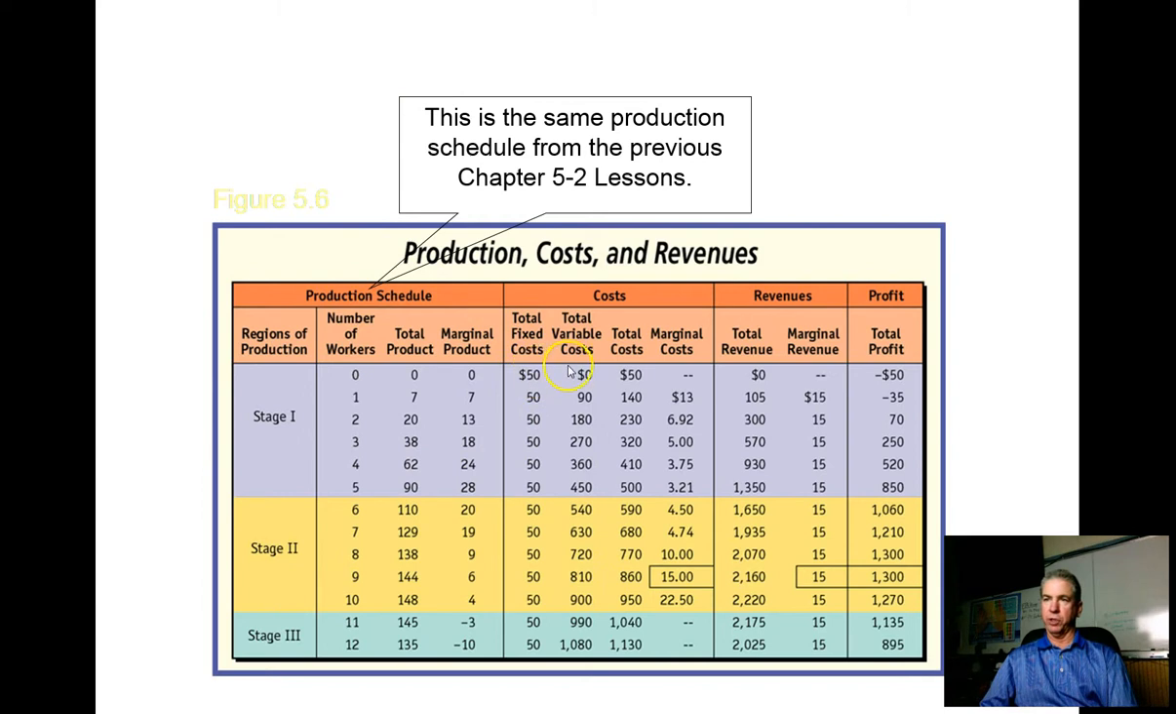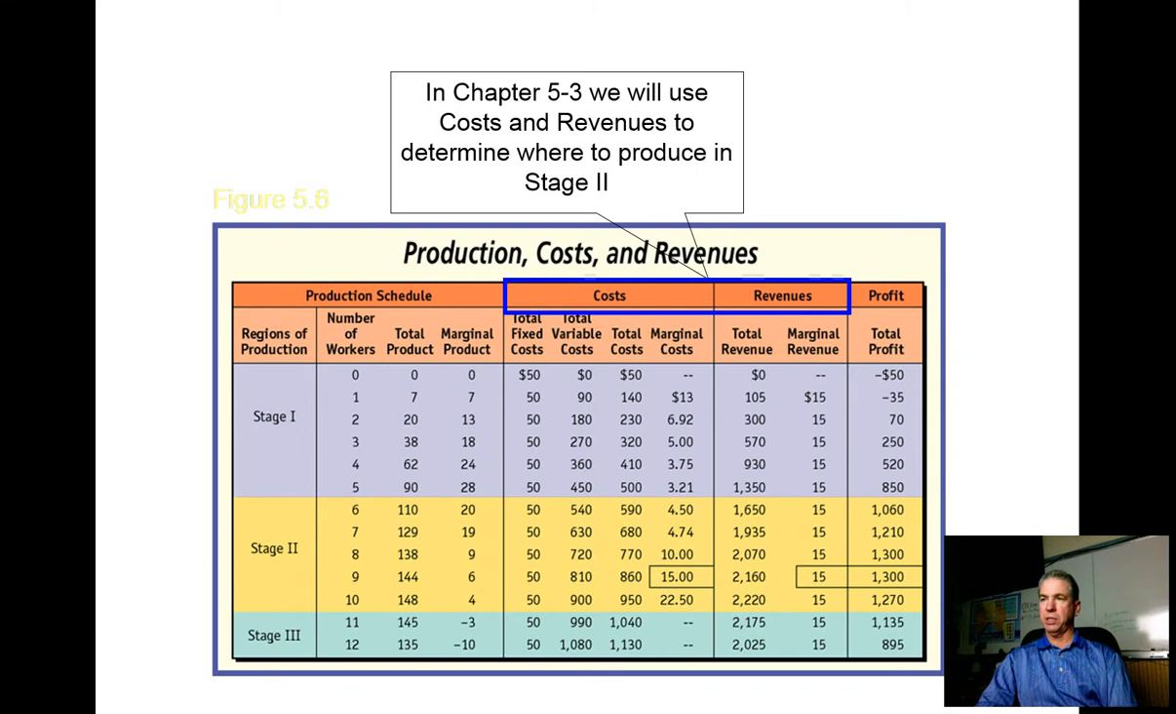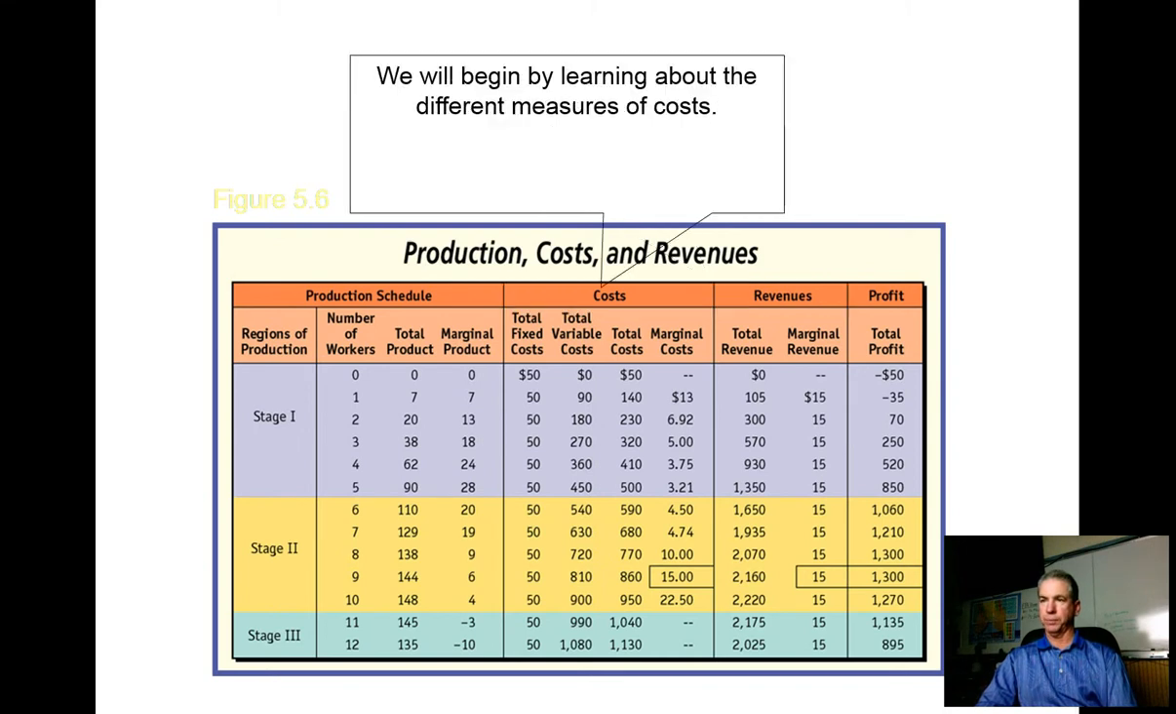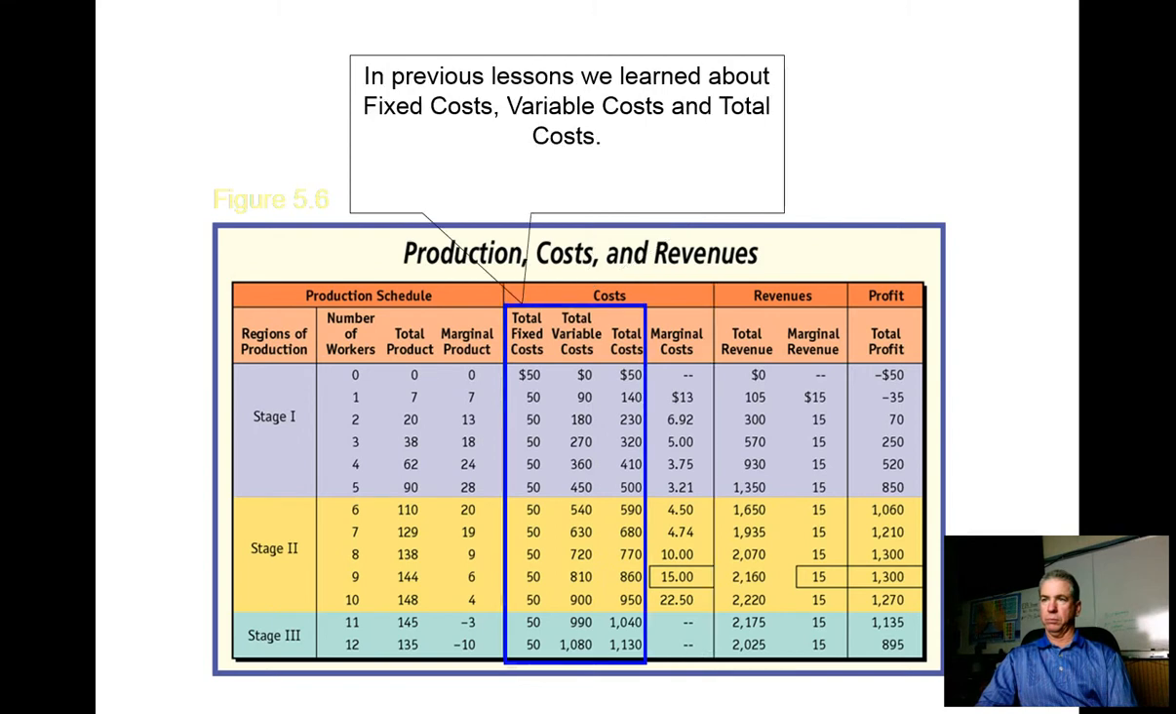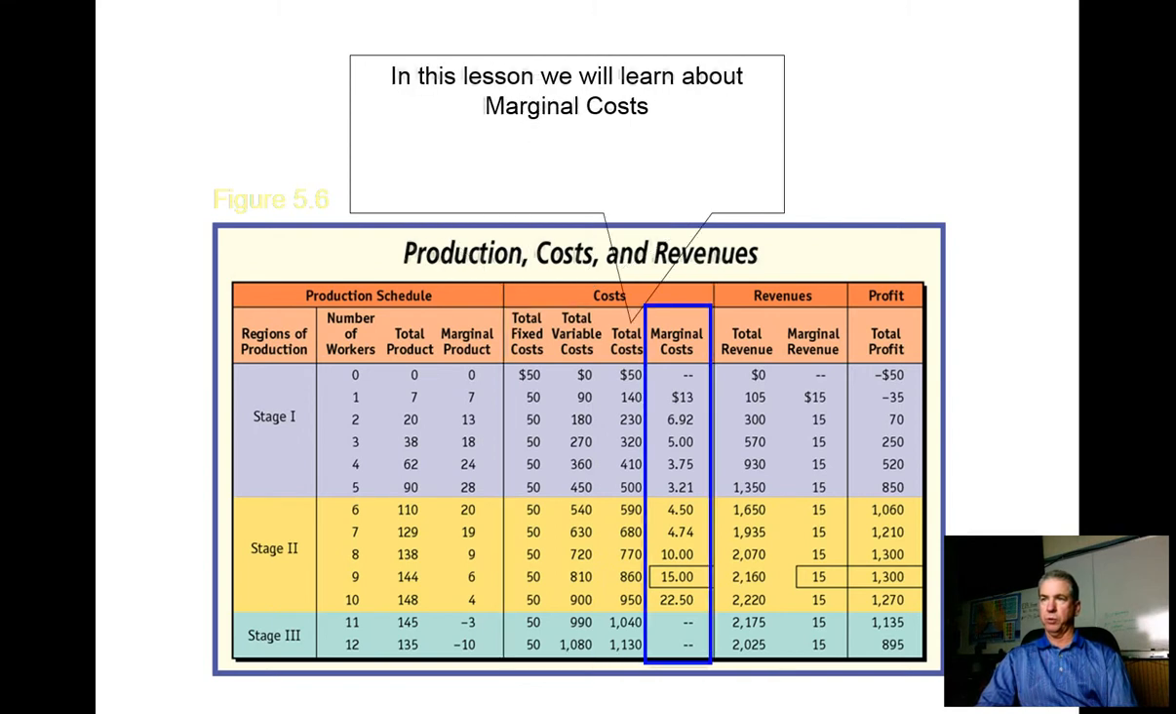And in the first 3 videos for Section 5-3, we took a look at total fixed cost, total variable cost, and total costs. And we did this in an effort to determine where we want to hire in stage 2 of production. So we're doing that through this analysis of costs and revenues. There's our first few lessons. So in this lesson, it's marginal cost that we want to deal with.